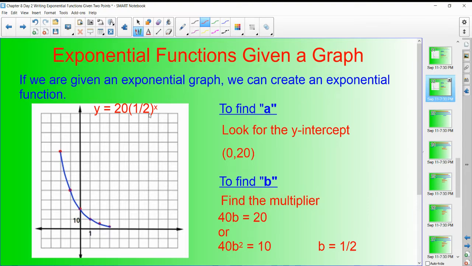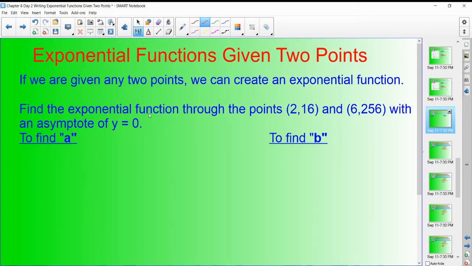Now is the time where it gets a little trickier. Okay, if we're given two points, we can do this as well. Okay, we found two points on a table, we found two points on a graph. Now, I want you to look at those two points that I gave you and think about what's different between this example and the graph or the table, because either way, I gave you two points. But why is this one different? Now, hopefully you said I don't have the y-intercept here, and that's correct. If I don't have the y-intercept, I don't know the a value.